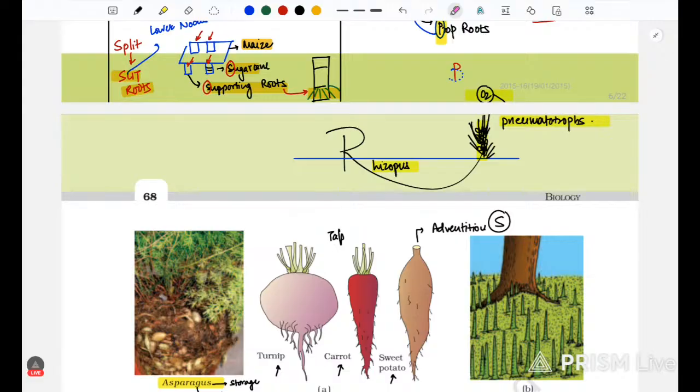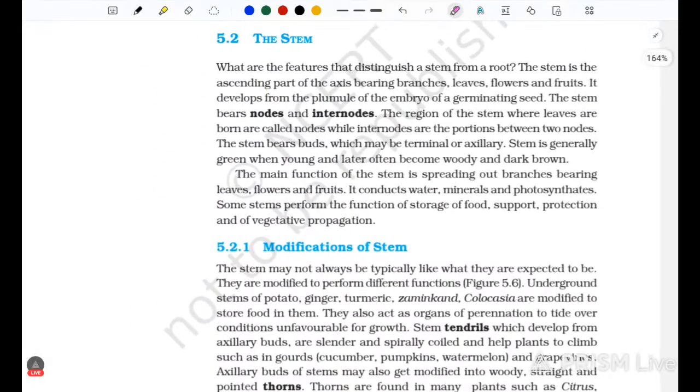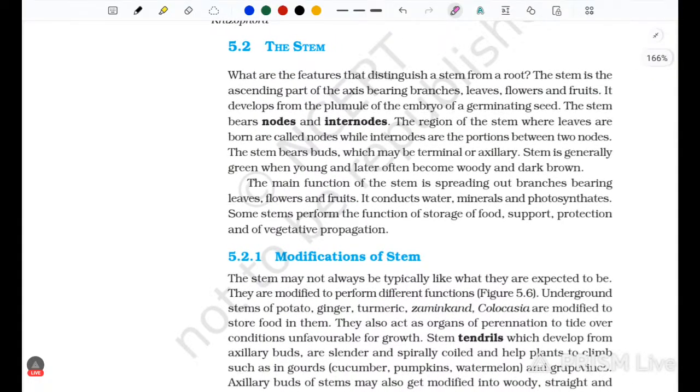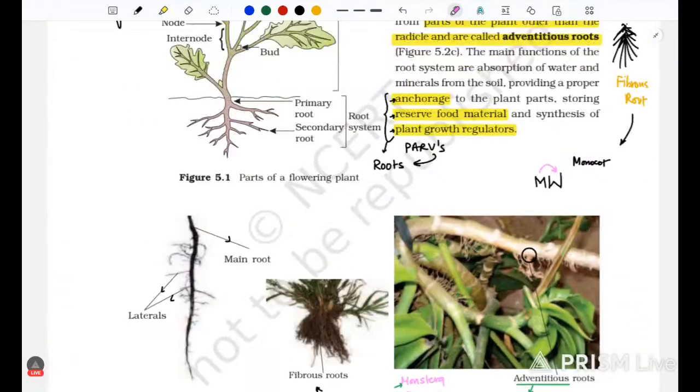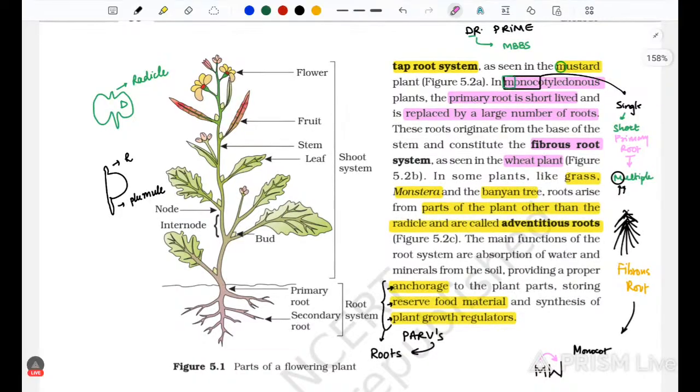Clear? Yeah. So coming on to the stem now. Coming on to the next part, that is called the stem. I think we have discussed this diagram before. If not, let me just revise it for you. You have the root system and the shoot system. The root system is something which has the primary root, secondary root and tertiary root, and everything else is a shoot system: flower, fruit, stem, leaf.